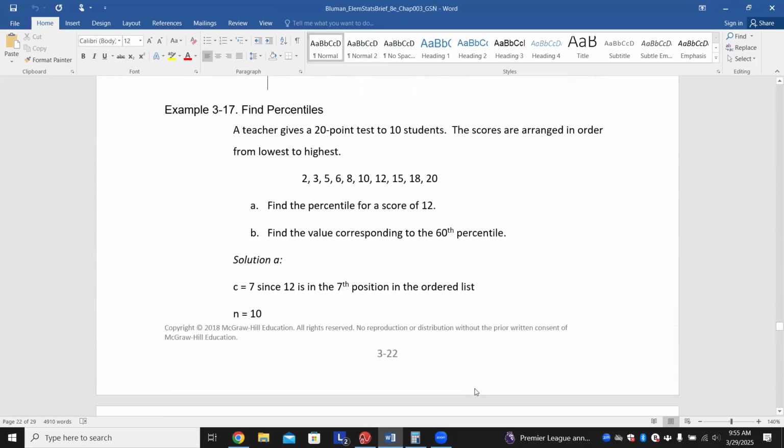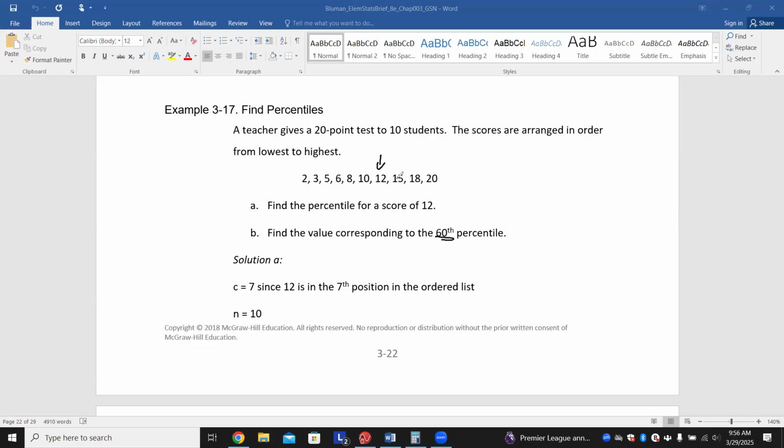To find percentiles, a teacher gives a 20-point test to 10 students. The scores are arranged in order from lowest to highest. We want to find the percentile for a score of 12. So we want to know what is the percentile of this value right here. And then in part B, we're going to find the corresponding number that represents the 60th percentile.